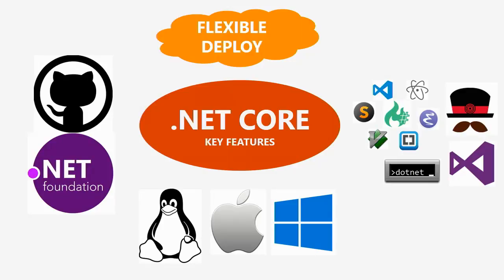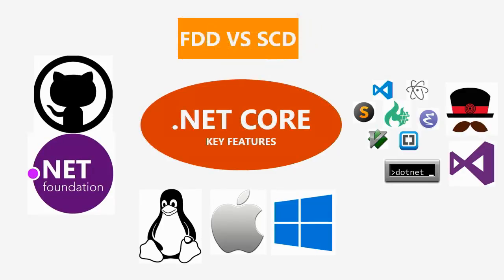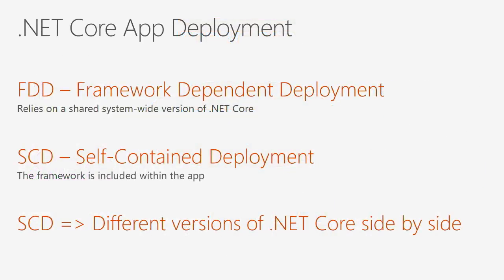Last but not least, flexible deployment. So you have two kinds of ways of deploying code in .NET Core. FDD, which means framework-dependent deployment, and SCD, which means self-contained deployment. So FDD is what we already are familiar with. You ship your DLLs, your application, deploy it on a machine that has .NET Framework installed, and that machine has to have the right version of .NET installed. SCD instead, self-contained deployment, means you're shipping the framework with your app.